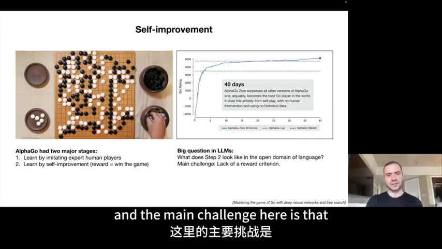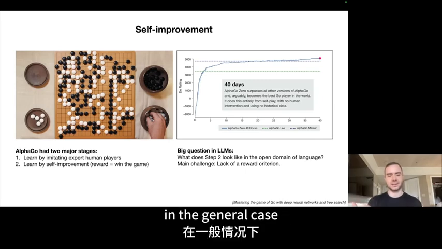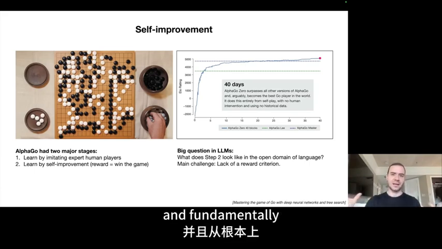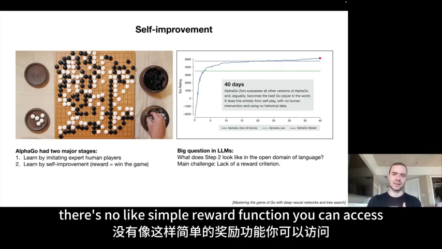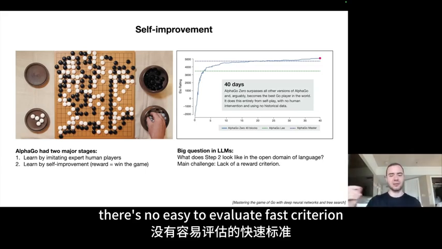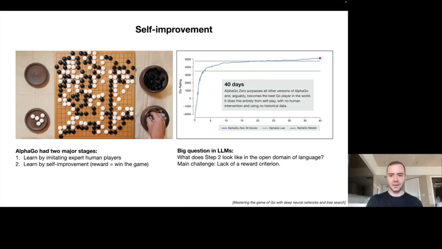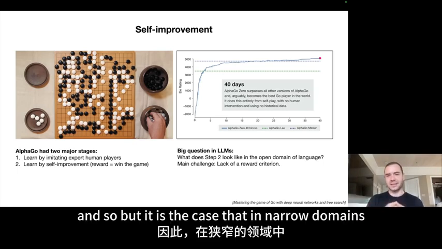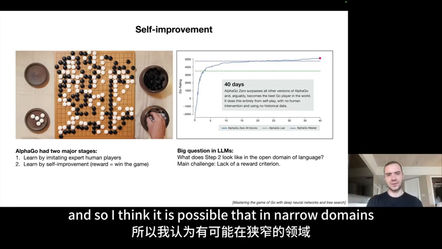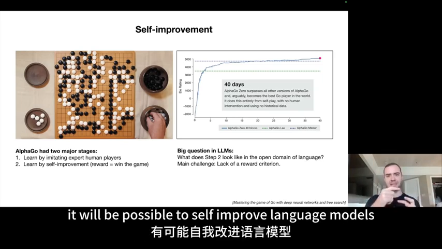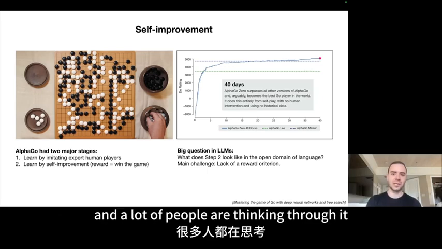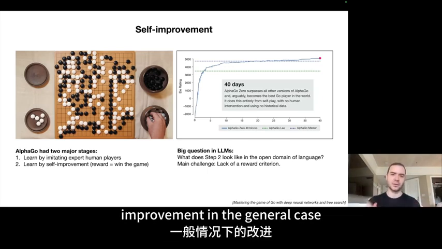And the main challenge here is that there's a lack of a reward criterion in the general case. So because we are in a space of language, everything is a lot more open, and there's all these different types of tasks. And fundamentally, there's no simple reward function you can access that just tells you if whatever you sampled was good or bad. There's no easy to evaluate fast criterion or reward function. But it is the case that in narrow domains, such a reward function could be achievable. And so I think it is possible that in narrow domains, it will be possible to self-improve language models, but it's kind of an open question in the field, and a lot of people are thinking through it, of how you could actually get some kind of self-improvement in the general case.